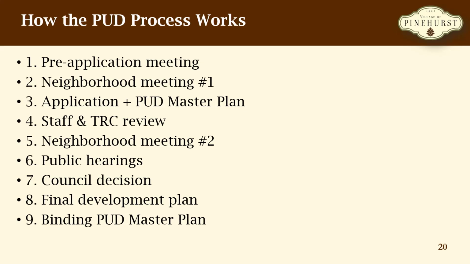From that point, staff would review it as well as the technical review committee. Once they received feedback from the TRC, there would be another neighborhood community meeting. After that, there would be the public hearings by both planning and zoning and the village council. And when council felt comfortable, there would be a council decision. If it was approved, there would be a final development plan based on the master plan, and then the binding PUD master plan would have to be adopted and recorded on the parcel. Kind of ran through that really quick, so I'll open it up now for questions, and then we can dive into the actual document a little bit.